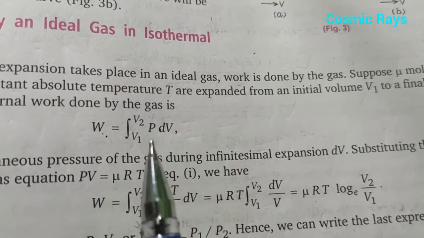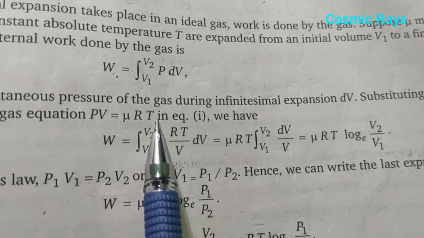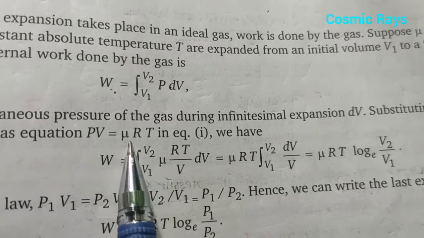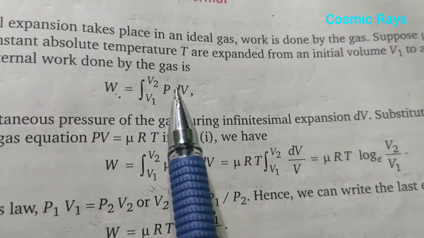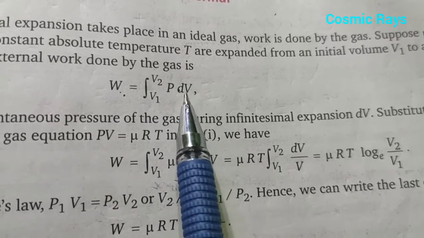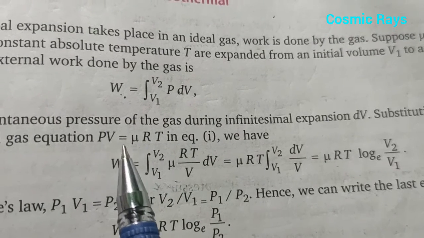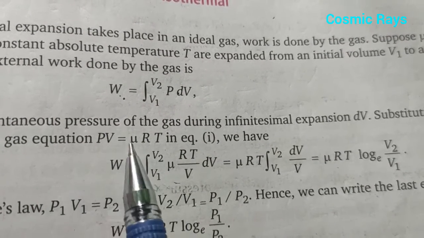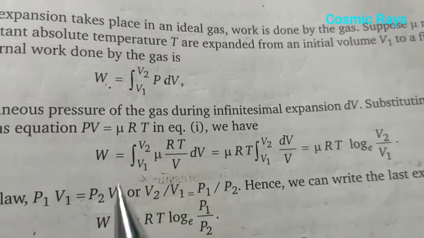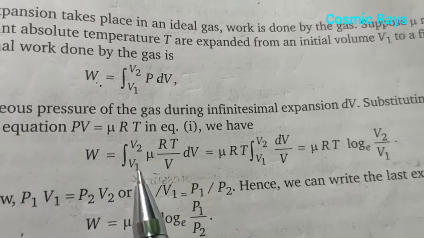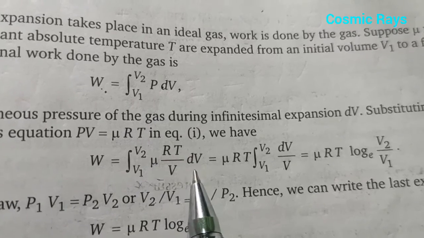Now we assume the ideal gas equation PV equal to mu RT, and we substitute the value of P from this ideal gas equation in this equation for the work done by the gas. So from PV equal to mu RT, the value of P will be mu RT by V. So this equation becomes W is equal to integration V1 to V2 mu RT by V dV.